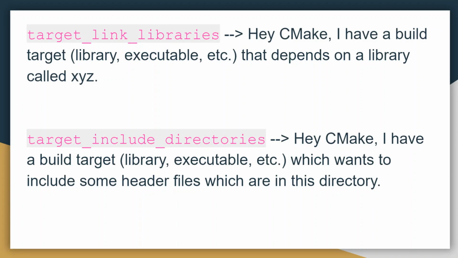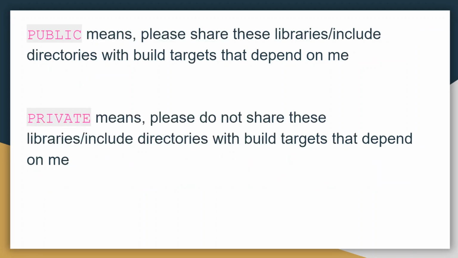And then target include directories, that's saying, hey CMake, I have a build target, library, executable, etc., which wants to include some header files which are in this directory. All right, so then public and private. Public means please share these libraries and include directories with build targets that depend on me. And private means please do not share these libraries and directories with build targets that depend on me.